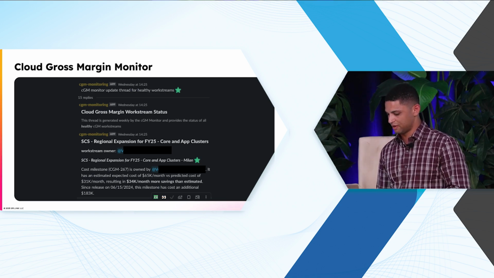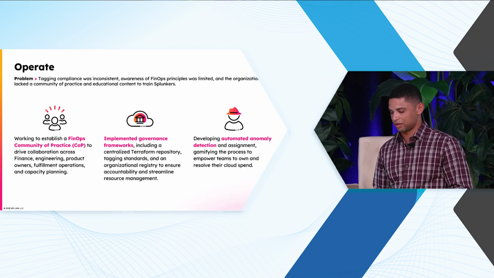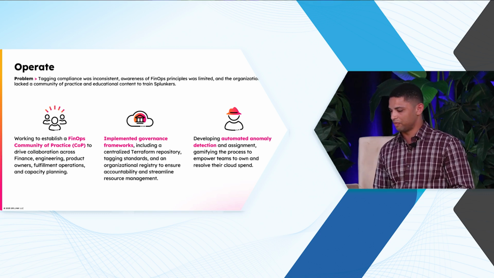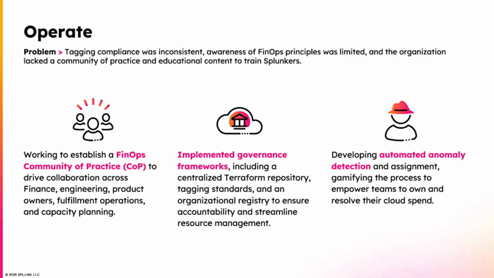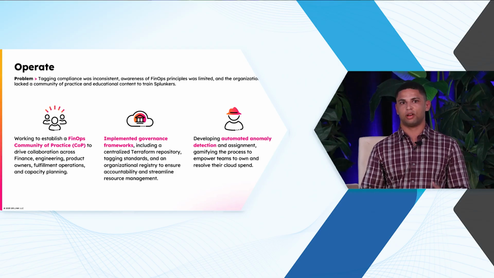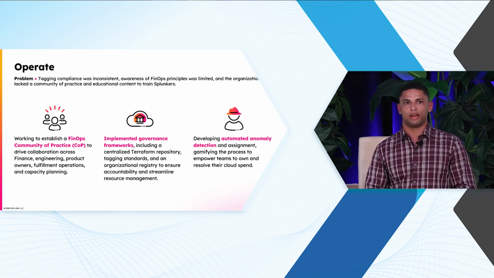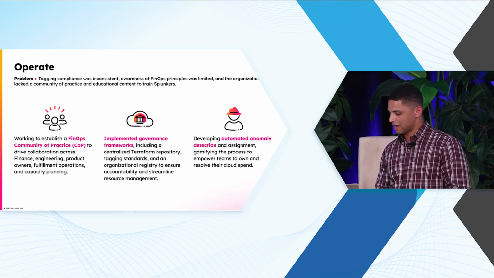And for the last phase, our operate phase, some of the problems we had was tagging compliance was inconsistent. Not many people in the organization were aware of FinOps, what FinOps does, what value it brings. We're working on a community of practice, community of excellence, whatever you want to call it, just that group that has ambassadors in different areas in the company that can help remove some of the red tape and make changes faster.